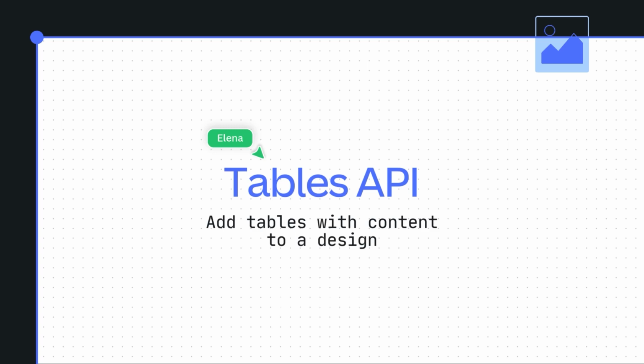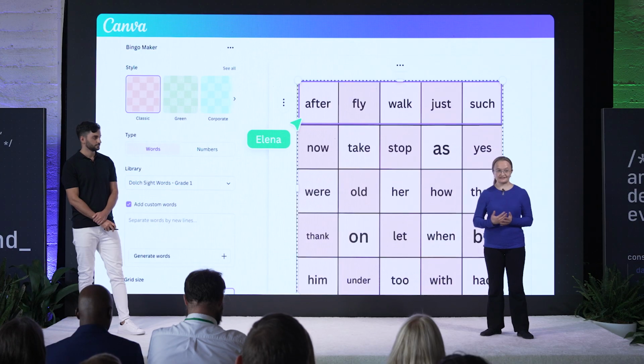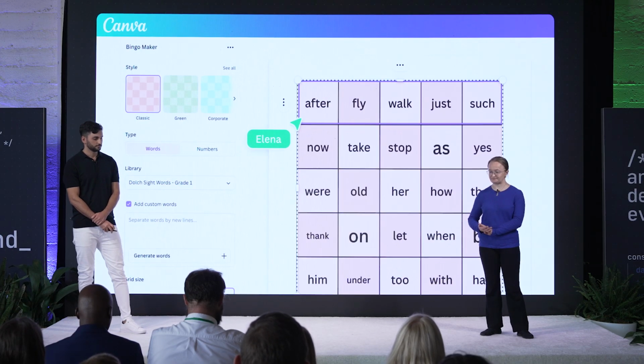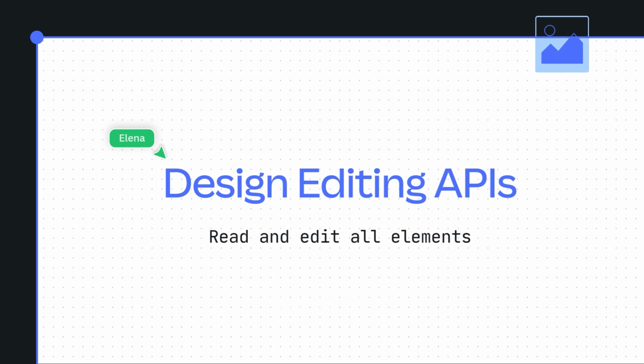We've also launched the Tables API. This enables apps to add tables with content to a design. And better yet, Content Query API can read and modify the text within tables. Going beyond text and photo editing apps, we've also just launched today our new Design Editing API.